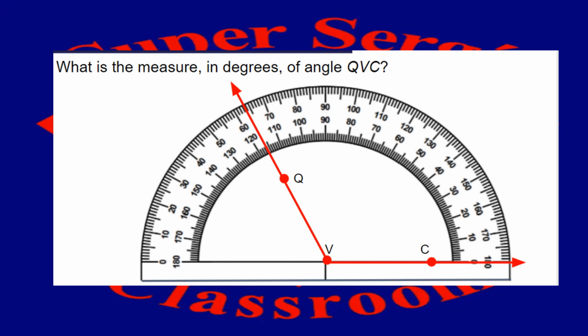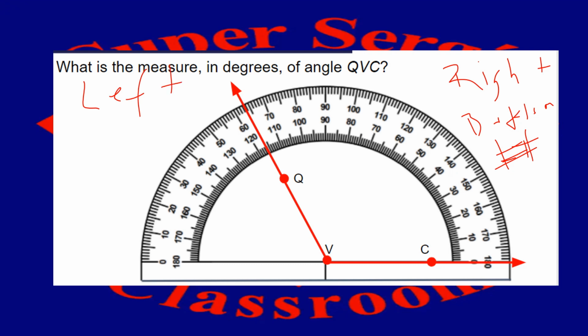So when we measure from the right, we count from the bottom number. And when we start from the left, when the angle is measuring from the left-hand side, we start from the top number. Let me just go ahead and write it out over here. So if we're starting on the right, we measure from the bottom number. This is what I mean by the bottom number: the bottom set of numbers on the protractor.